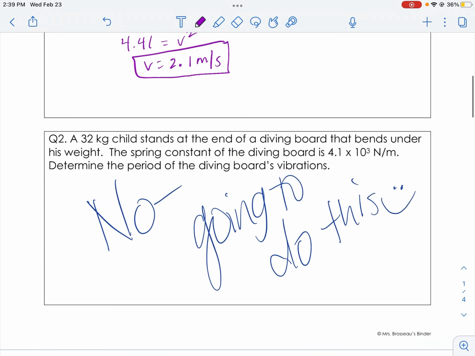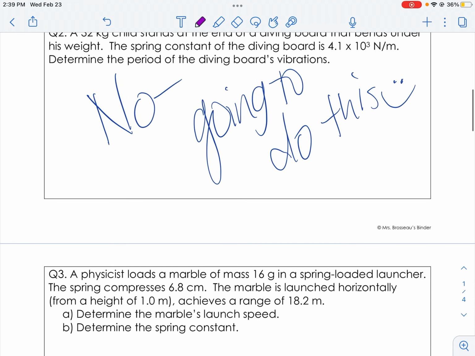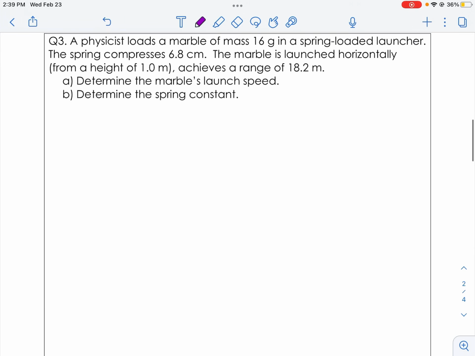And we're skipping over number 2 because we didn't deal with the pendulum and the period part in this unit, so we're going to skip that. And then we're moving on to question 3.